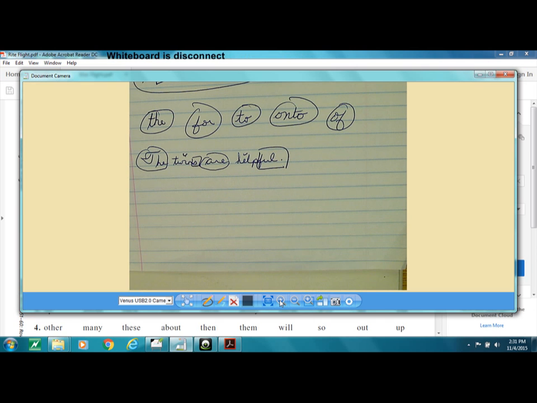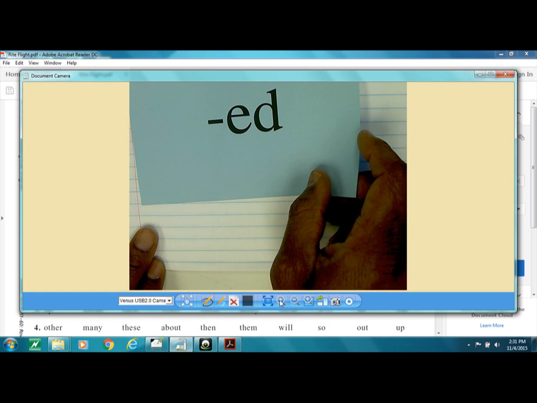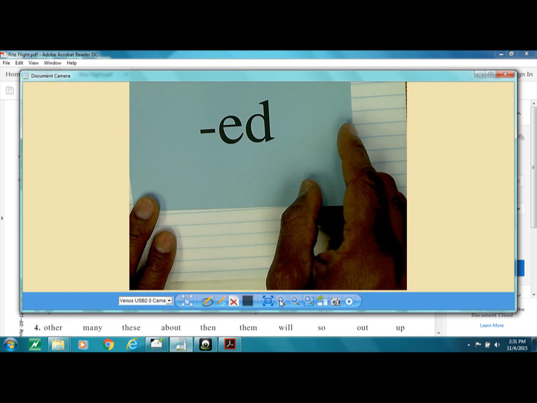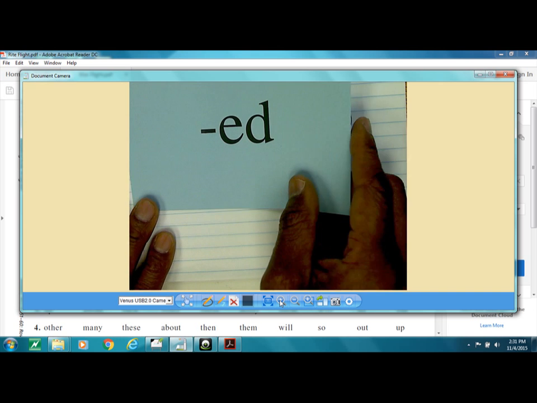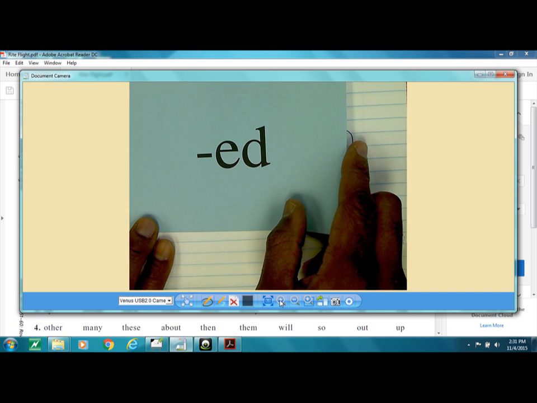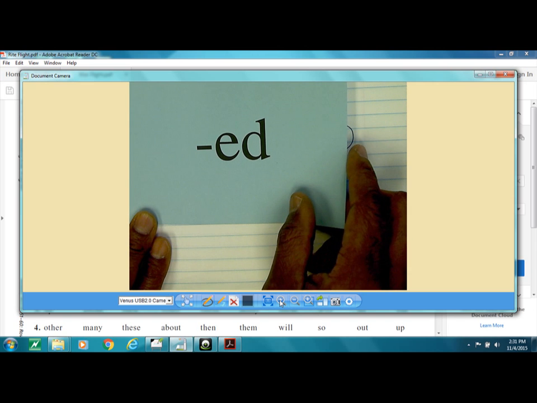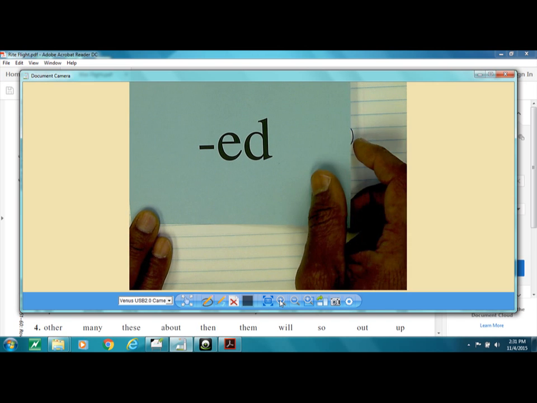Okay, very good. I'm glad you guys paid attention to me today. Remember that we did suffix ed today. Suffix ed says ed if the final position is a T or a D. Remember that suffix ed added to the end of a verb means in the past. I walked. That means I did it yesterday. I already did it. I talked. That means I already did it.